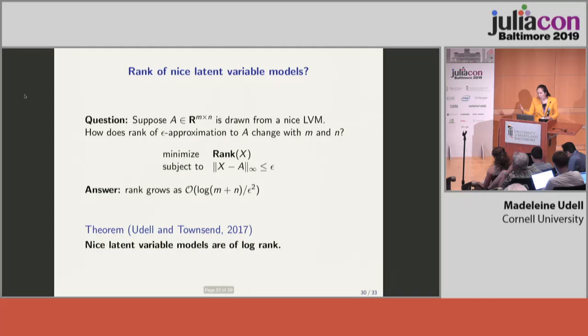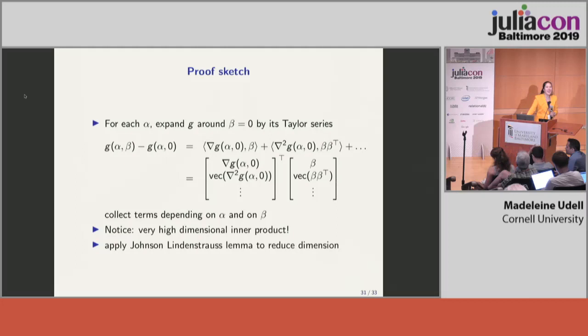So we say the theorem statement is that nice latent variable models are of log rank, but colloquially I say that this theorem shows that big data is low rank. Okay, I have a proof sketch, but I think I'll save that for afterwards for people who are really excited. What's cool is that you can actually prove this. You can prove this just using Taylor expansion together with the Johnson-Lindenstrauss lemma. It's a pretty simple proof.